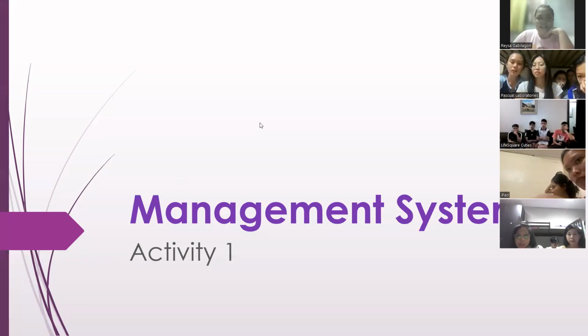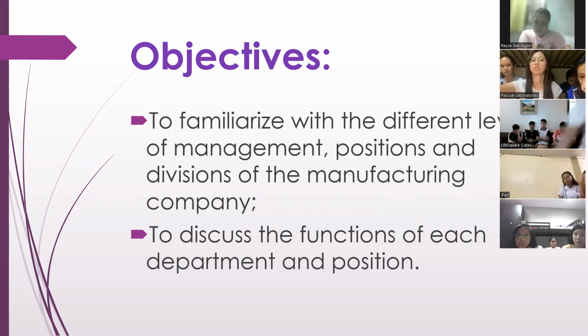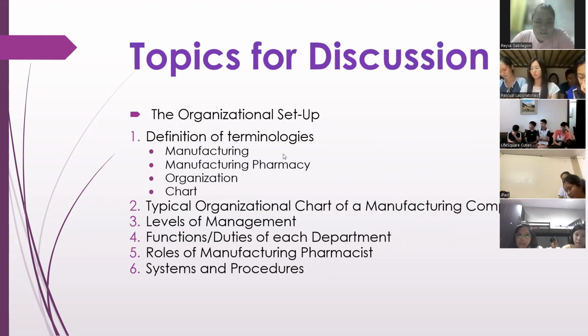Okay, let us start. Let's discuss activity number 1. This is just management system. So our objectives for this activity is first to familiarize the different levels of management, positions, and divisions of the manufacturing company and discuss the functions of each department. So we will be discussing the organizational setup.